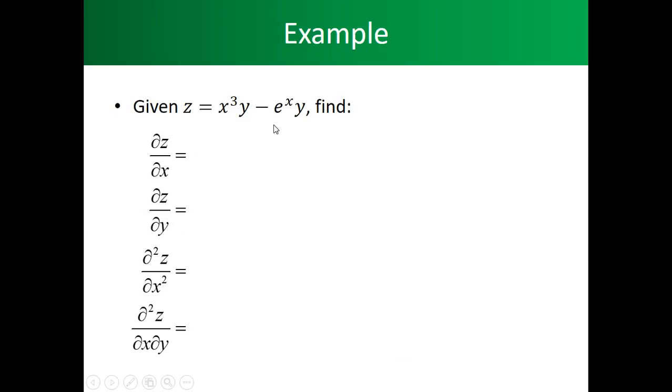Okay, given this equation, we would like for you to take the partial of z with respect to x, the partial of z with respect to y, the partial of z twice in respect to x, and then the partial of z with respect to x and y.